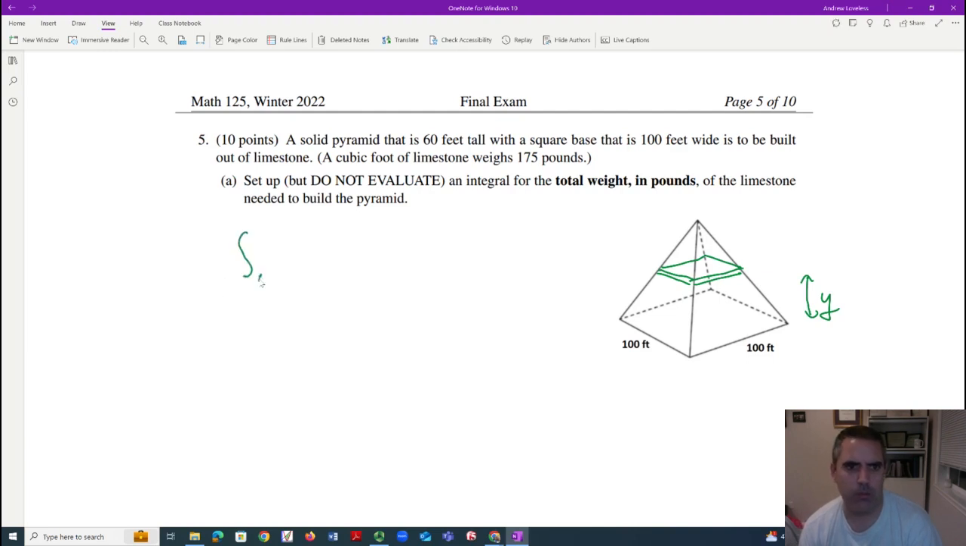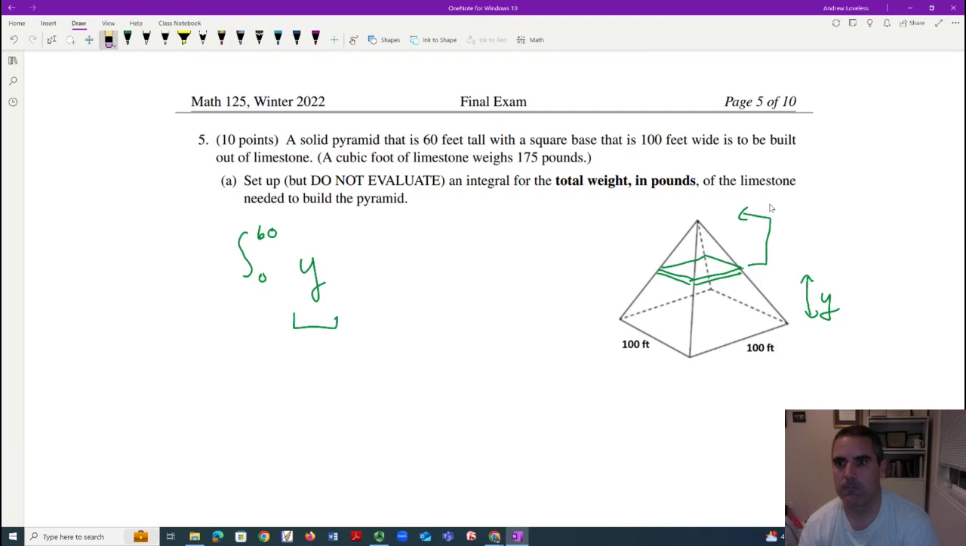It's going to be the integral from 0 to 60. And the biggest weird thing is this is y and not 60 minus y. And that's because you're lifting from the ground to that level, and we're not lifting from here to here. This is not what the question says. It says you're building the pyramid, so you're lifting from the ground to that height. So you're lifting from here to here. But that is what y is. So we're almost done. That's as weird as this question looked.